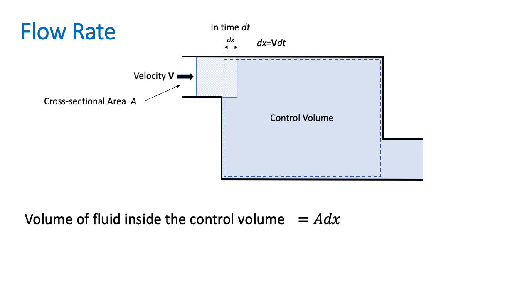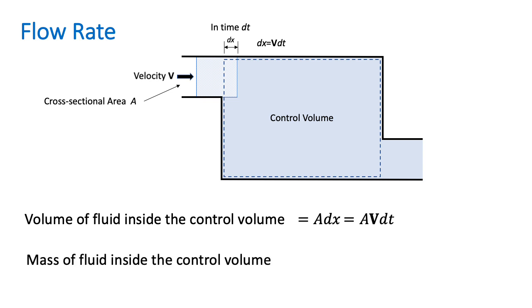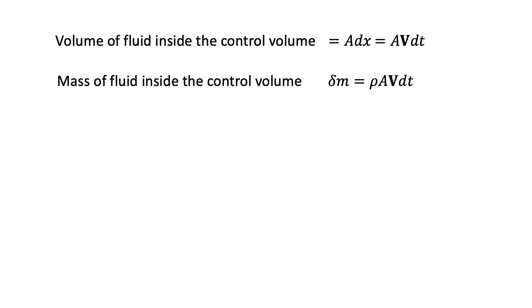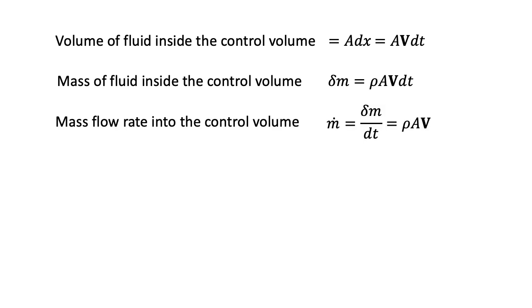The volume of fluid which has entered the control volume is therefore A dx. Since dx is v dt, we can write this as A v dt. The mass of fluid inside the control volume then is equal to the density rho times the volume A v dt. We can calculate the mass flow rate into the control volume, m dot, which will equal delta m by dt, and this is equal to rho A v.